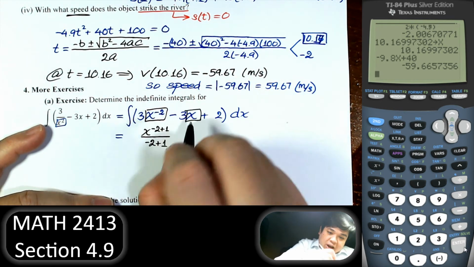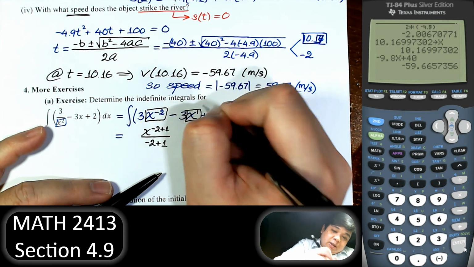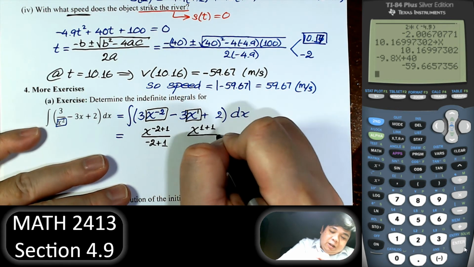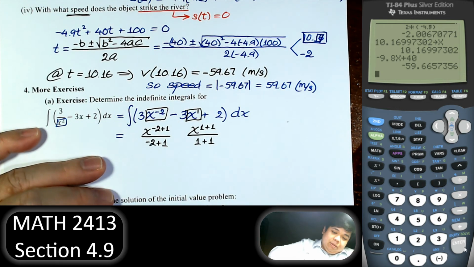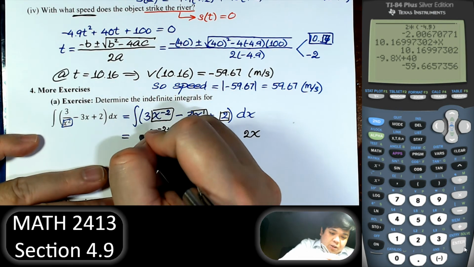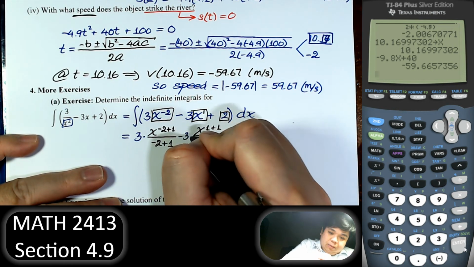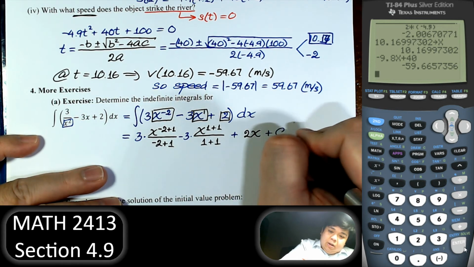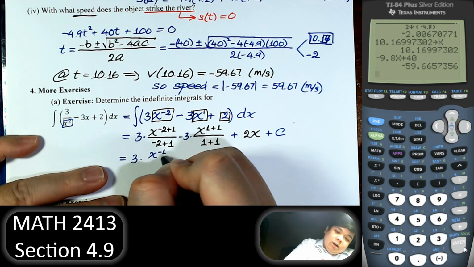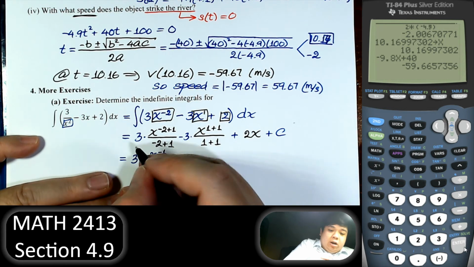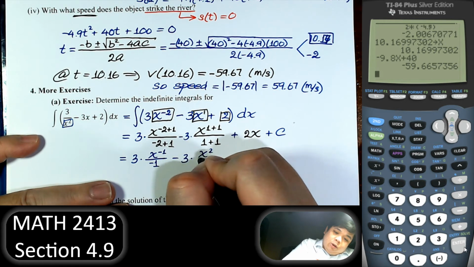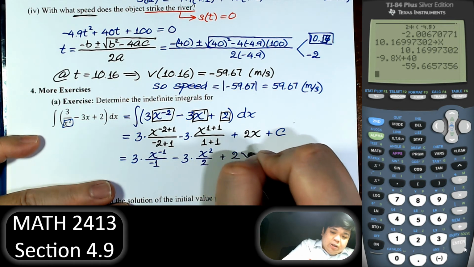Now for x, which is to the first power by default, increase the power by 1 and divide by the same thing. And for the constant 2, we multiply by x. So we get 2x plus a constant c. Negative 2 plus 1 is negative 1. Negative 2 plus 1 is negative 1. x squared over 2 plus 2x plus c.